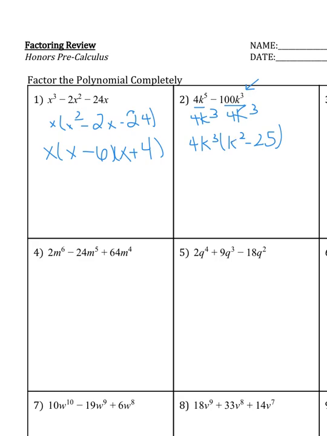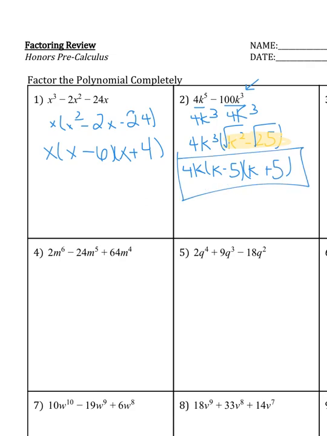So notice this k squared minus 25. That should remind you of something. That is a difference of 2 squares. And so basically, if you think about it, you can square root the front and square root the back, and then you write it with opposite signs in the inside only. So square root of k squared is k, square root of 25 is 5, so this is k minus 5, and this is k plus 5.